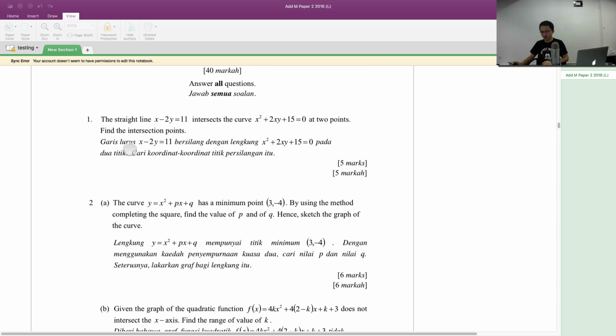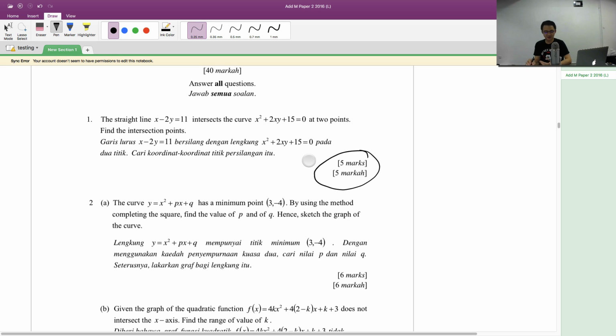The first question says that the straight line x minus 2y equals 11 will intersect the curve at 2 points. Find the intersection points. Basically you will need to find 2 points. So this 5 marks is a sort of free marks because we know this is just simultaneous equations.